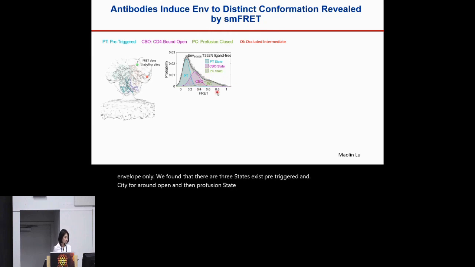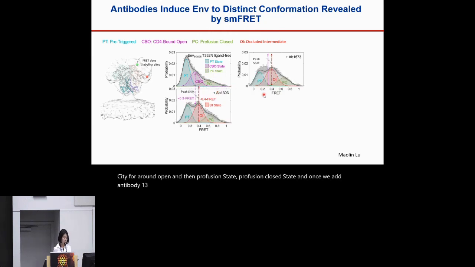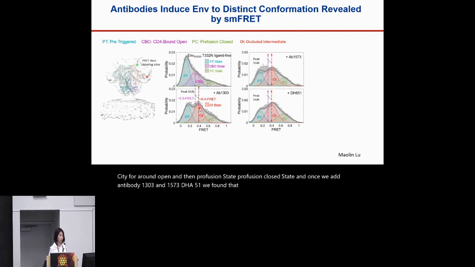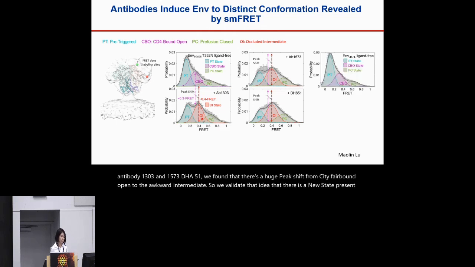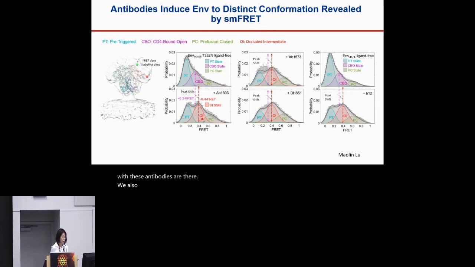prefusion-closed. And once we add antibody 1303, 1573, and DH851, we found that there's a huge peak shift from the ground open to the occluded-intermediate. So we validated the idea that there is a new state present when these antibodies are there. We also did the same analysis with antibody B12, and we got a similar result.